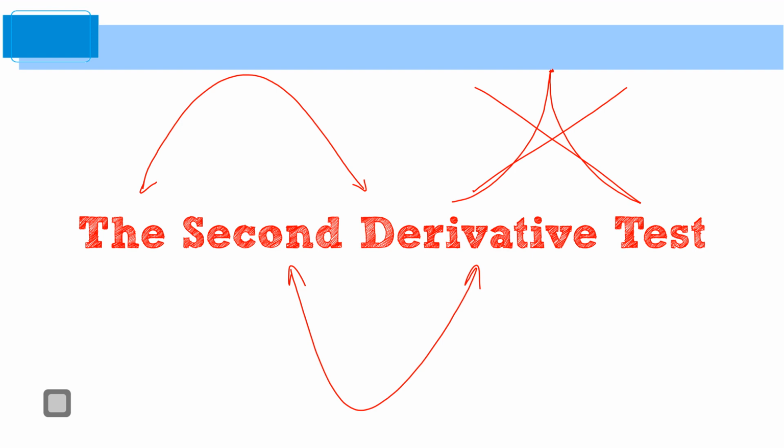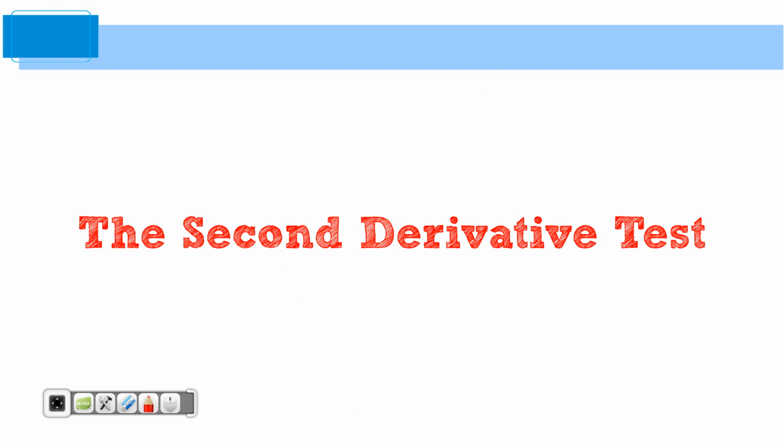So all we need to do for this, I shouldn't say all we need to do. What we need to do for the second derivative test is find the critical numbers from the first derivative and then determine whether or not it's concave up or concave down, which involves a second derivative, which in my opinion is way too much work, but we should still talk about it.